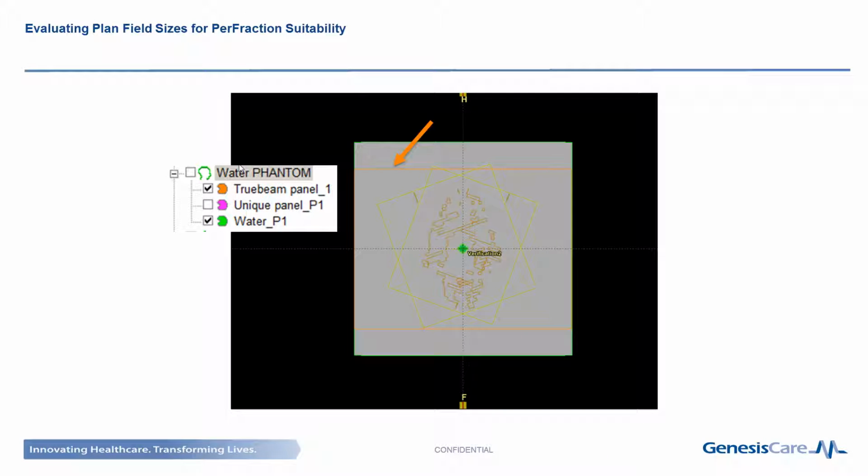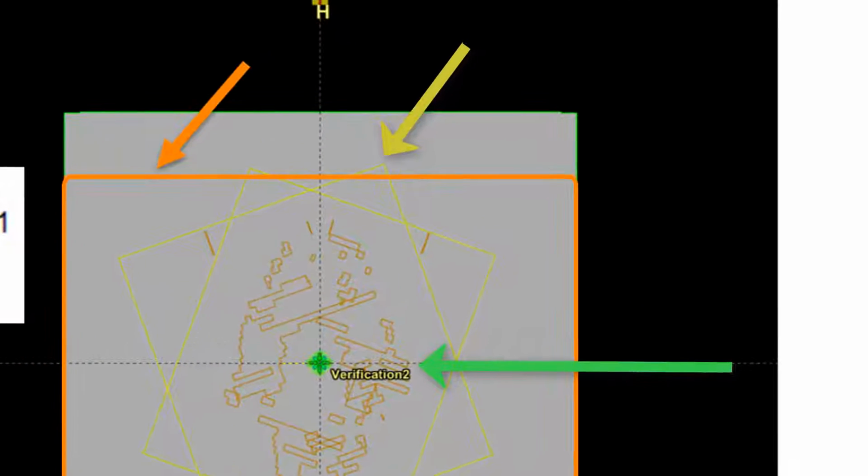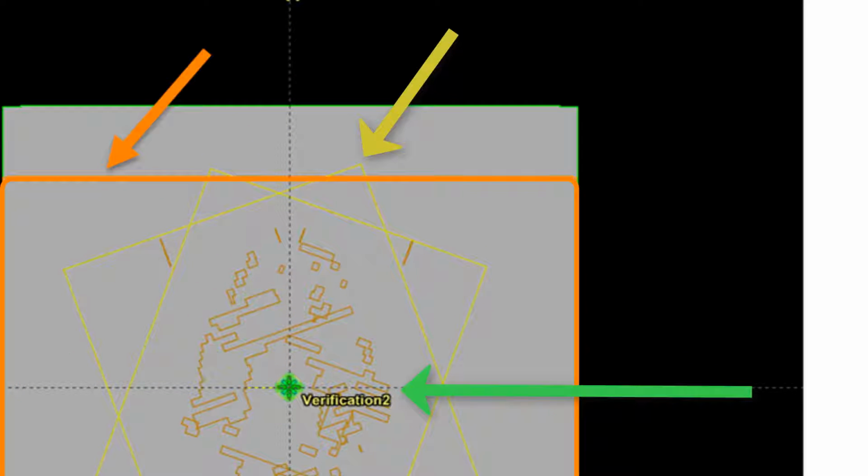If we ignore the jaw position and look only at the MLC projection in the orange TrueBeam contour, we can see that the MLC, which is highlighted by the green arrow, fits entirely within the orange contour. The yellow arrow indicates the field size extends past the EPID contour, but this is acceptable as the MLC projection is contained within the orange contour. This plan could be exported to PerFraction for RT-led QA.